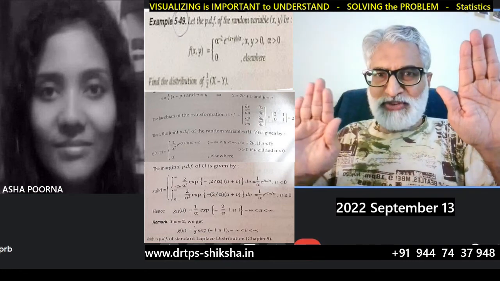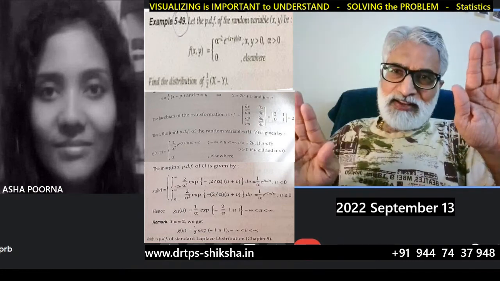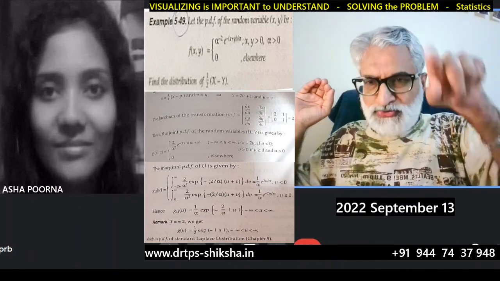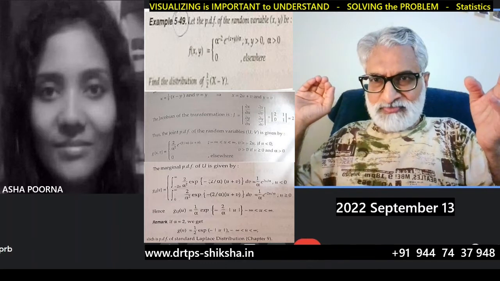Solve this. So how did you get from here to here? By differentiating. The partial differential equation you have applied.